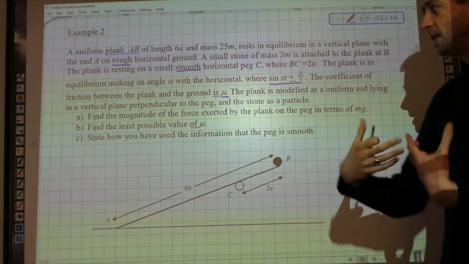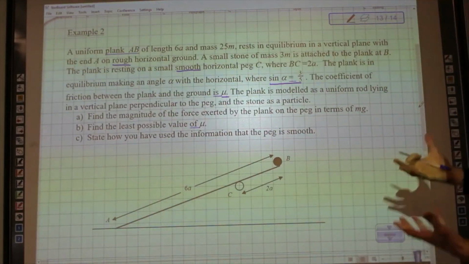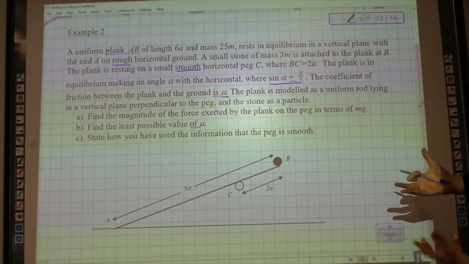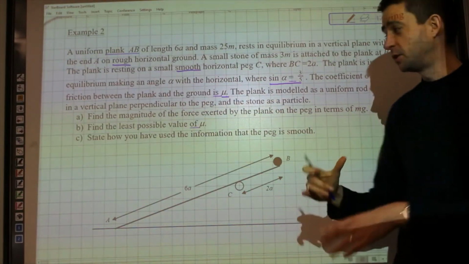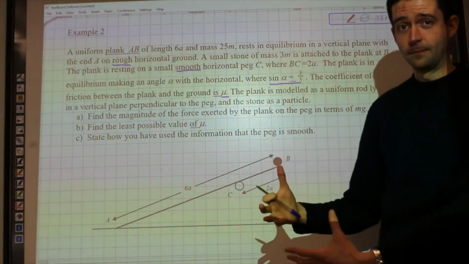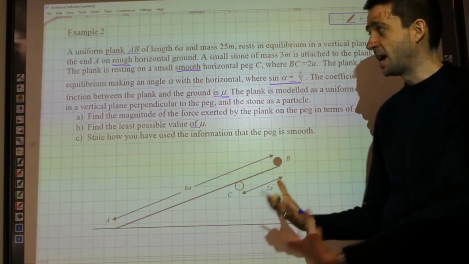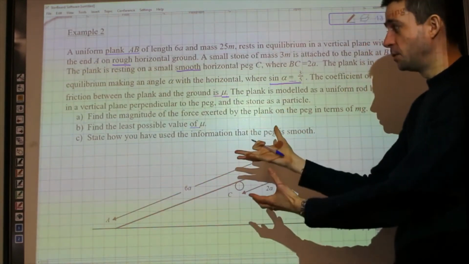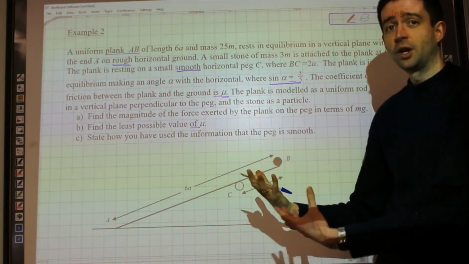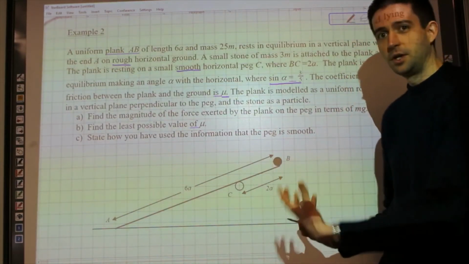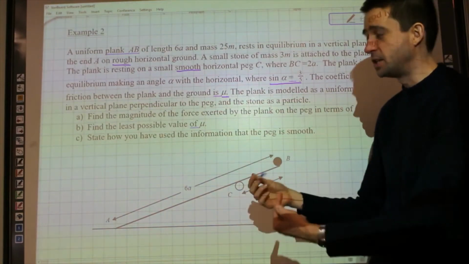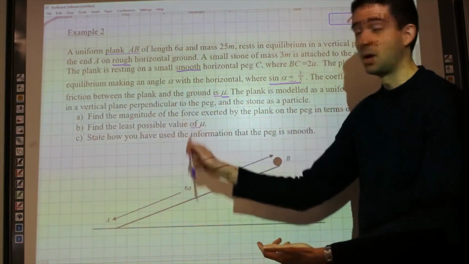Now, the least possible value of mu, we've got the situation here where the plank is in equilibrium, which means the forces are balanced, which means it's actually on the point of moving, which means that friction must be at its maximum. So if mu was any bigger, there'd be too much friction, it wouldn't be on the point of moving. It doesn't really matter in the context of what we're actually going to do, but that's the explanation of why it says least possible.